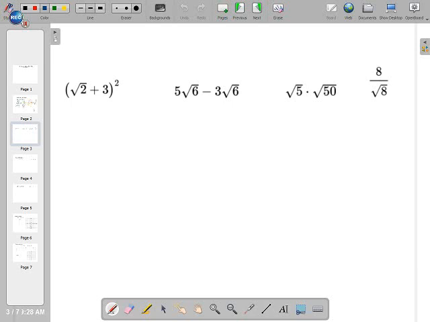Let's keep going. This one's pretty tricky. We're going to need to distribute, but it's a quantity squared, so I'm going to write it out twice. This helps me remember that I need to FOIL. Radical 2 times radical 2 is 2. 3 times radical 2 is 3 radical 2.